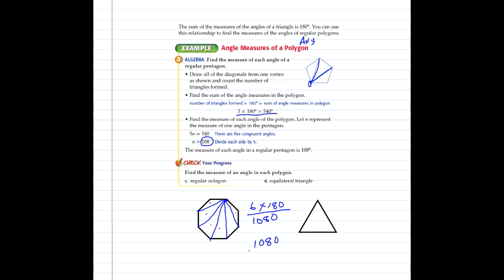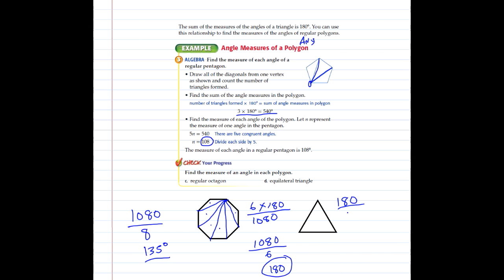If I divide 1080 by 6, I get 180 degrees. Actually, that's not correct because I'm dividing by 6. I should be dividing by 8. Obviously not correct because that's a straight angle. So 1080 divided by 8 would be 135 degrees.